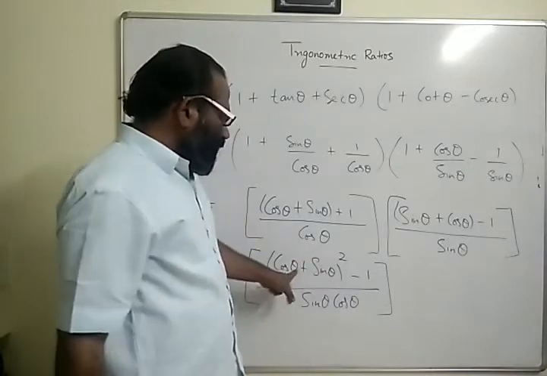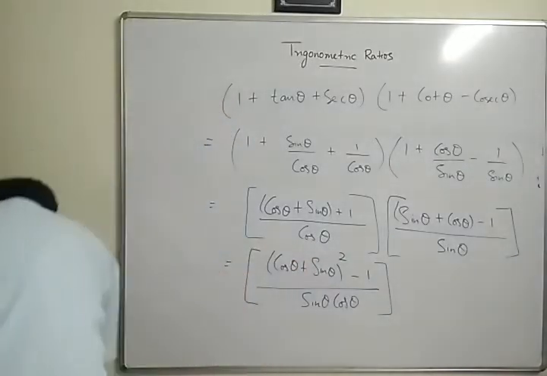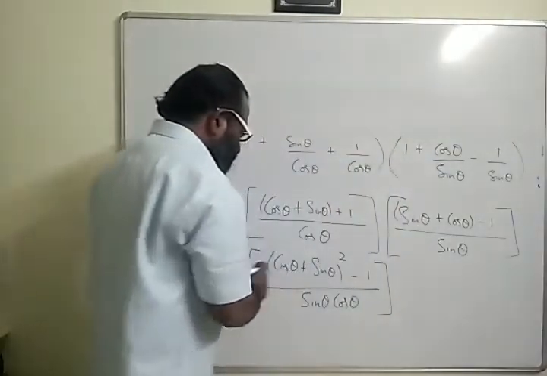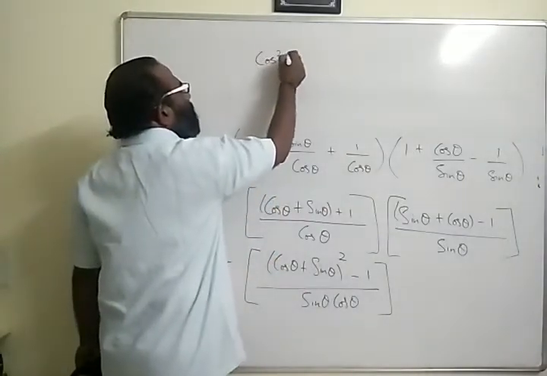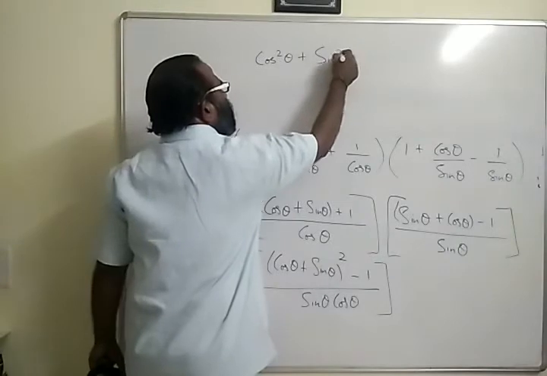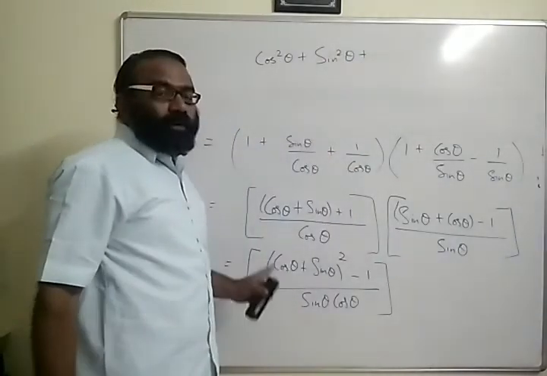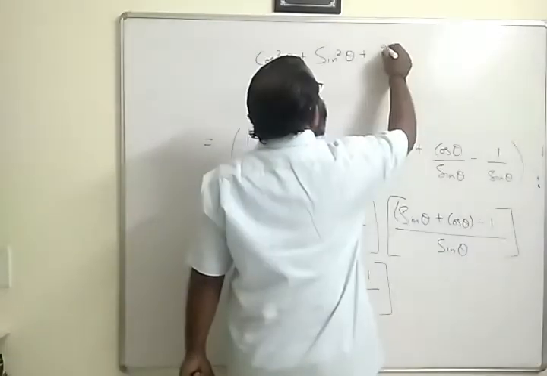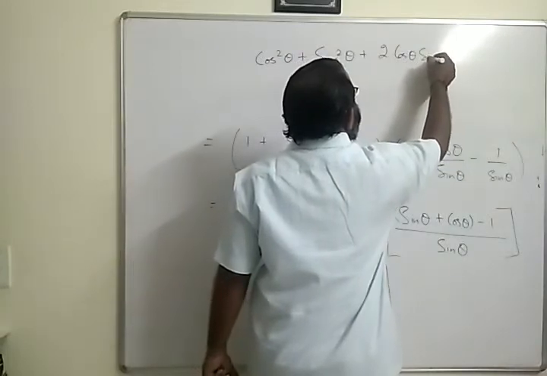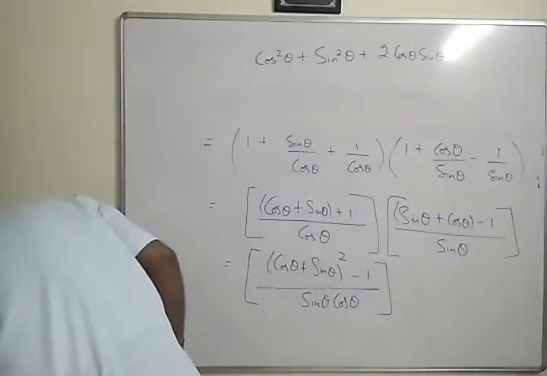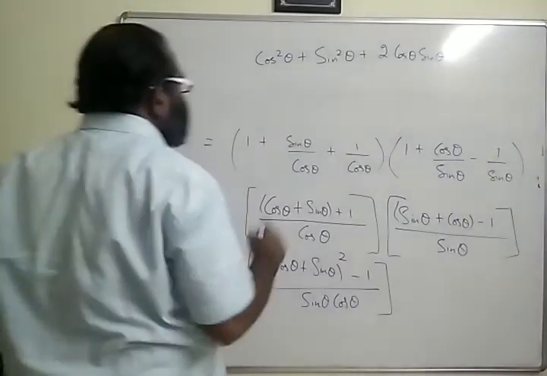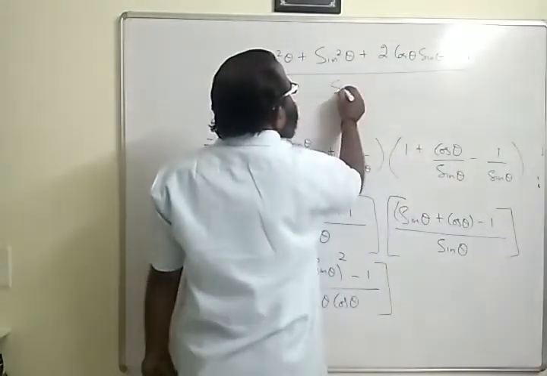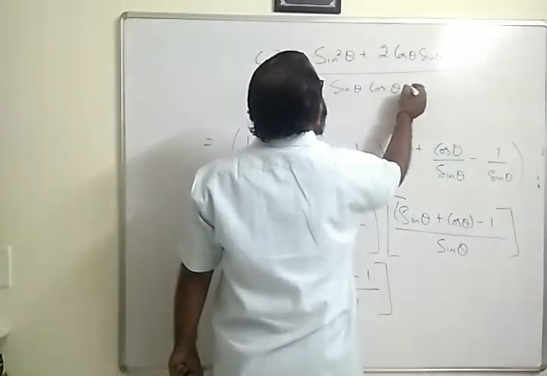So here what do we have here? A plus b whole squared. So let me expand that. So when I expand that, what do I get? I get cos squared theta plus sine squared theta plus 2ab. A plus b whole squared is a squared plus b squared plus 2ab. There are many who forget that 2ab. So 2 into cos theta sine theta minus 1 by sine theta cos theta.